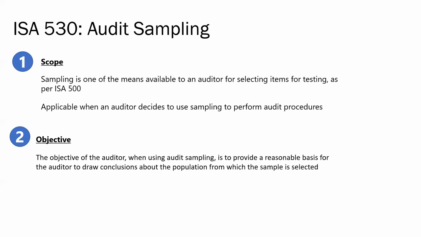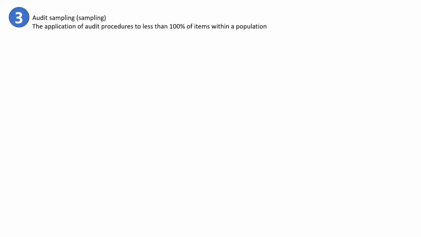I am going to select specific transactions, or a sample of transactions that occurred during the year for revenue, and I'm going to perform my audit procedures on those transactions. I'm going to make a conclusion about the entire revenue amount based on the procedures I've performed on the sample that I've selected. So that is the objective of selecting a sample when performing an audit.